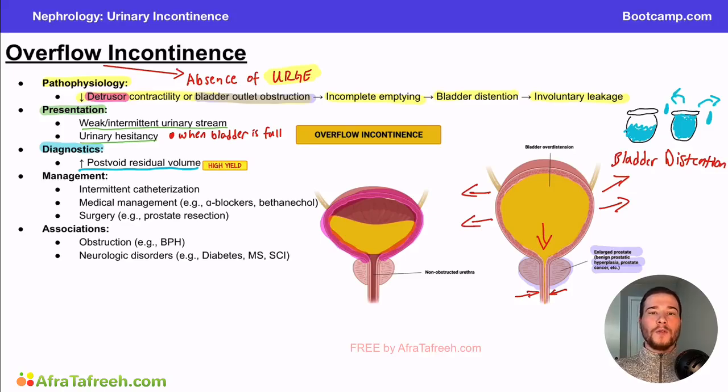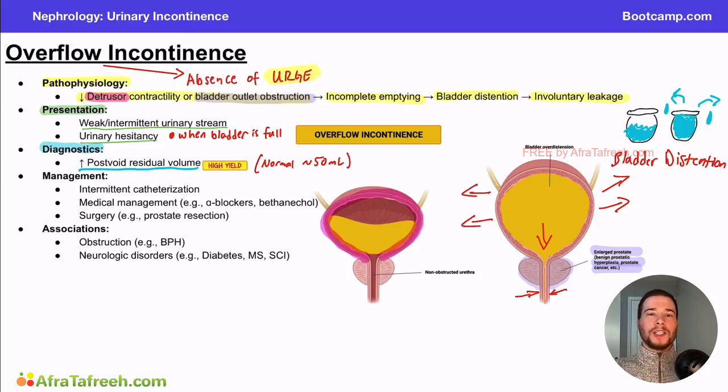So the post-void residual volume is essentially measuring how much urine is retained in the bladder after micturition, or after actually trying to urinate, and this can be measured by using either an ultrasound or by using a catheter. We typically say that around 50 milliliters is normal. However, this is a bit of an approximation.